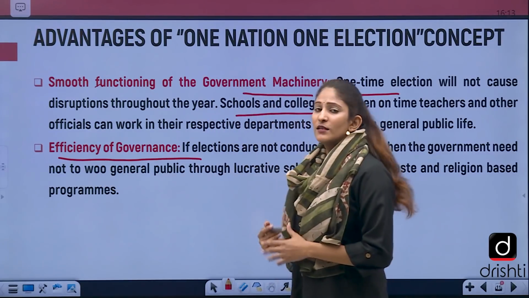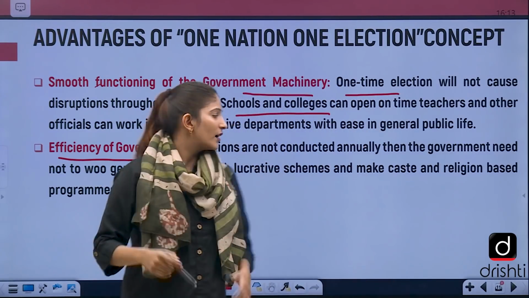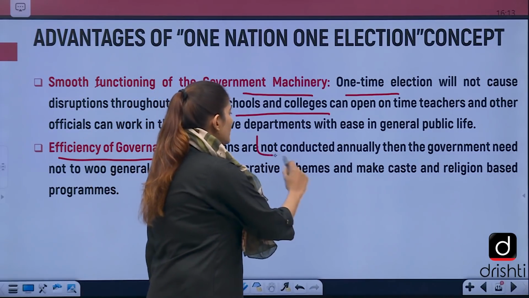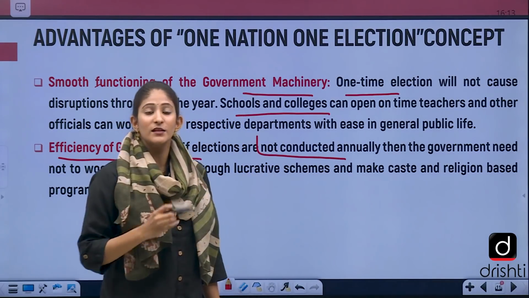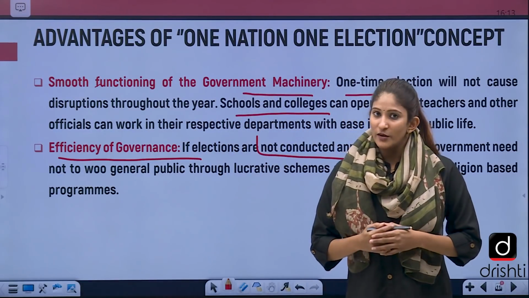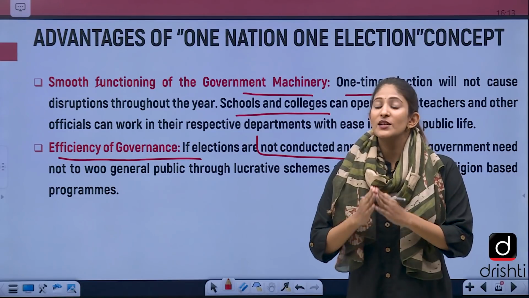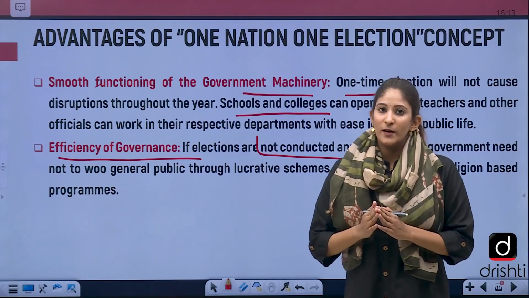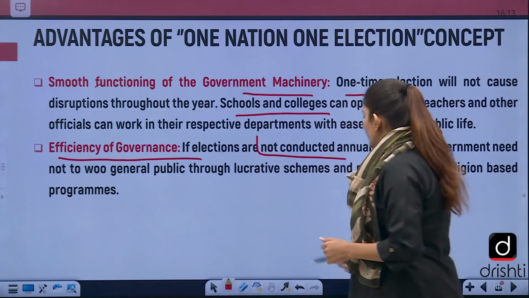Efficiency of governance. Now, if elections are a one-time affair and not conducted annually, then the government need not build up lucrative budgets to woo the general public, and they can take steps which are actually needed for the development of the country as a whole.